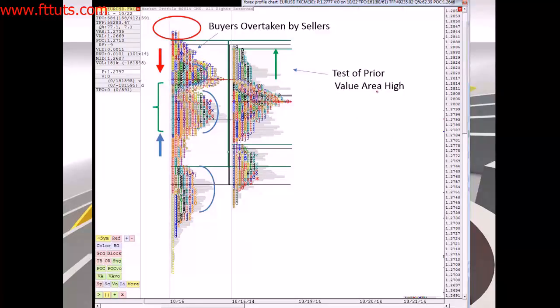Now, take a look here. Test of prior value area high. The session, when it opens up, goes right up for a test of the value area of the prior value area high, and it doesn't make it.